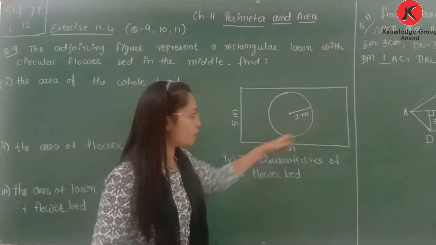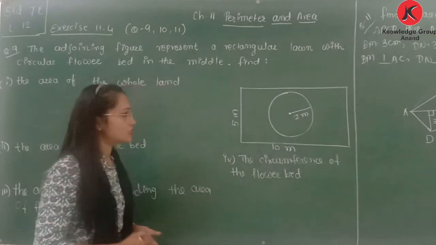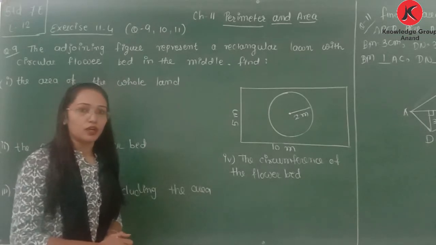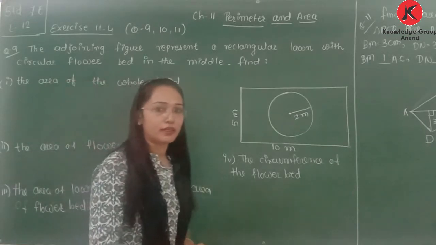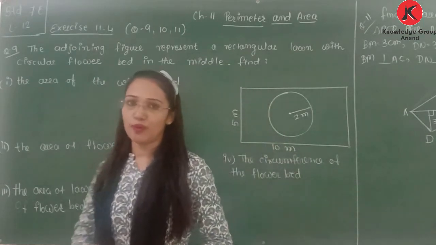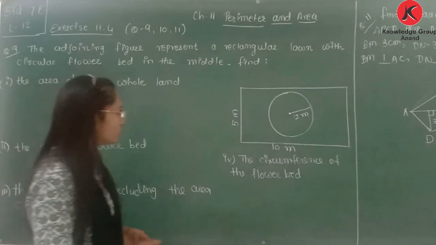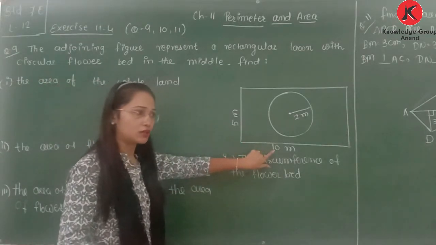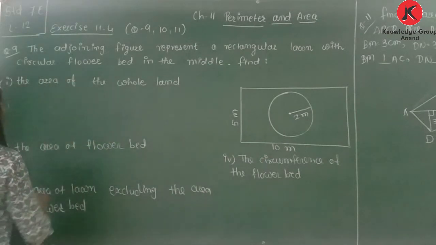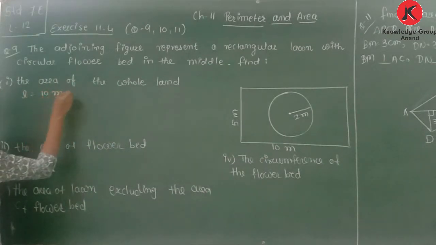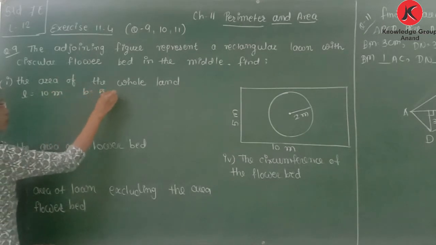Now, what is the shape of the whole lawn? It is a rectangle, which means you need to find the area of a rectangle. What is the equation for the area of a rectangle? It is length multiplied by breadth. So you need the values of length and breadth. Are they given? Yes, the breadth and length are given. We can write L is equal to 10 meters and B is equal to 5 meters.